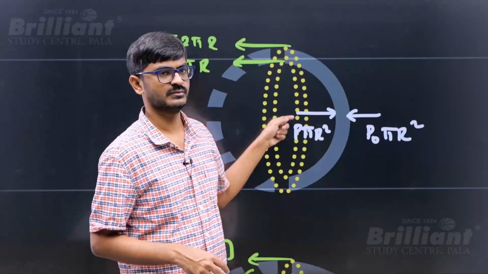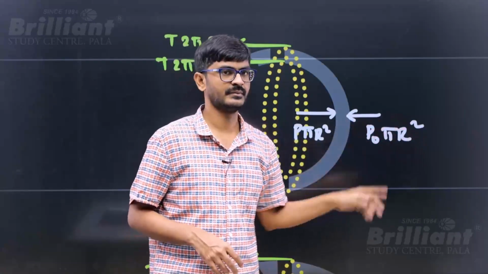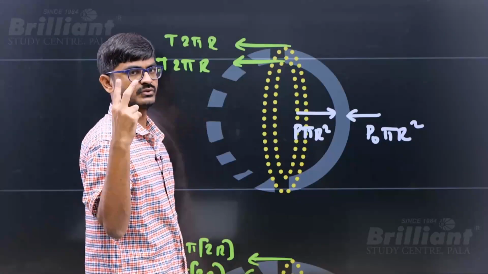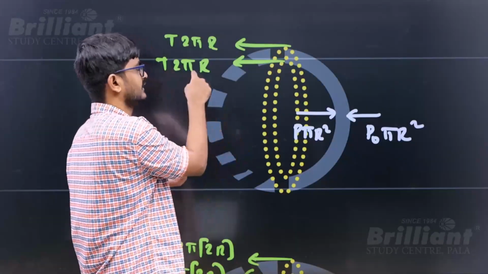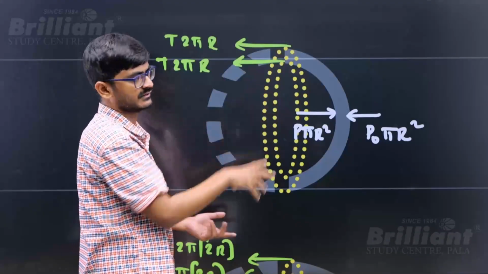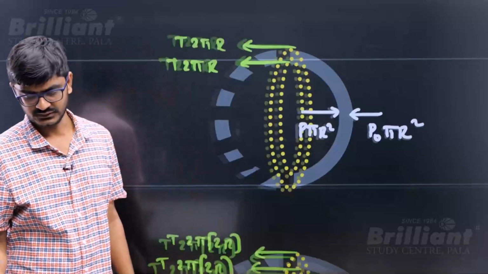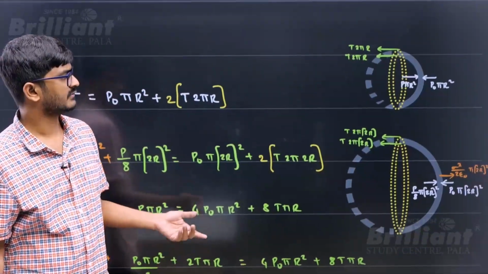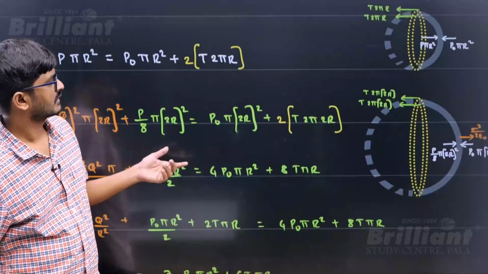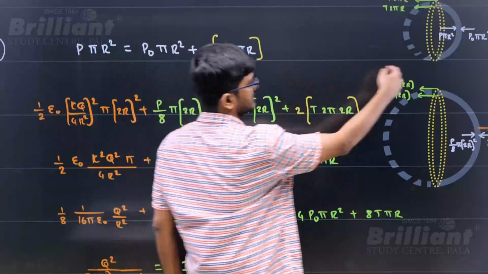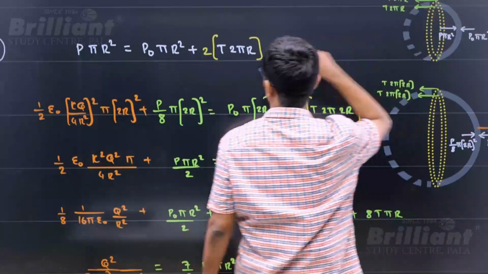So the inside pressure force will be P into pi r square, and the outside pressure force will be P naught into pi r square. Apart from that, there are two interfaces, so there will be two surface tension forces: one is T into length 2 pi r, the other one is T into 2 pi r. Now this is in equilibrium, so I can write net force equals 0. That's how you derive the 4T by R formula, right? So when I make net force equal to 0, the outside force must equal the inside force. The inside force is this one plus this one.